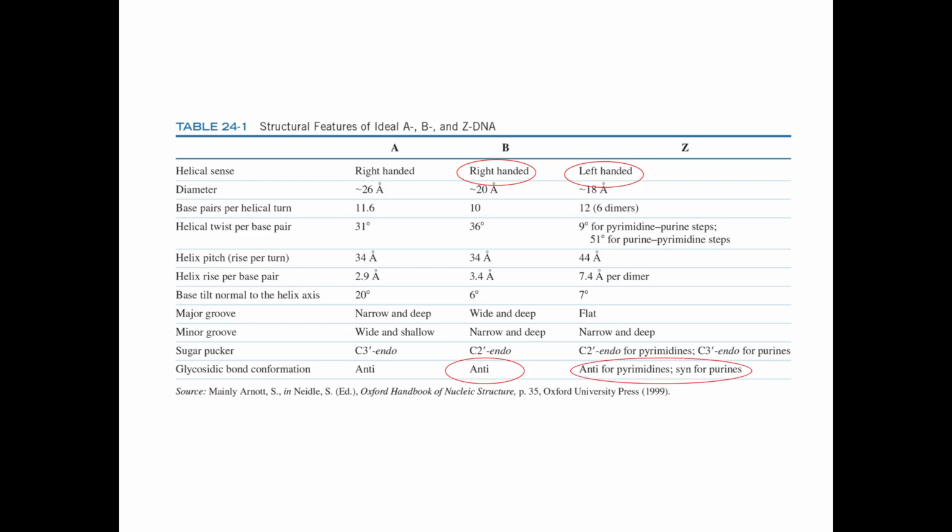Why does double-strand DNA form such different structures? Because the glycosidic bond conformation is quite different. In right-handed B-form DNA, the sugar forms anti, but in left-handed Z-form DNA, the conformation is anti and syn. So I will explain what anti and syn are.